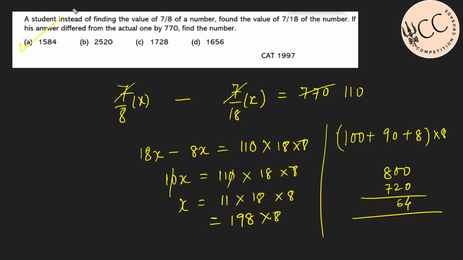I don't even have to do anything. I have an option with the last digit as 4, but still let's do it. So 4, 8, and this gives me 15. So 1584 is the number which I was supposed to find out. So this is something that you can do in your exam. Okay, let's go to the next question, shall we?